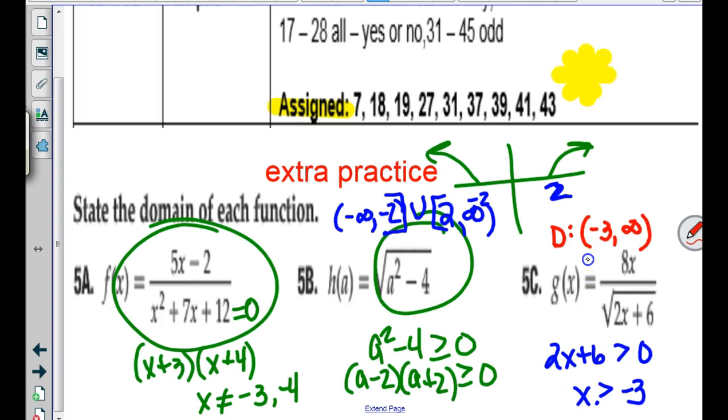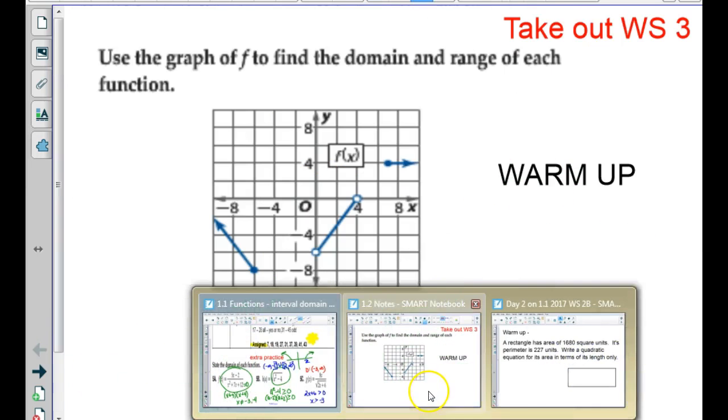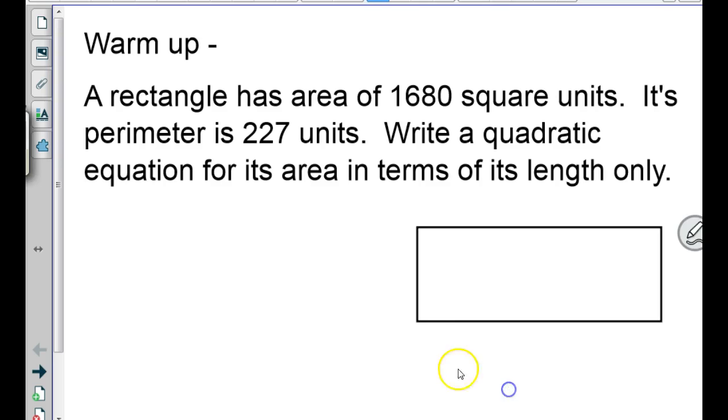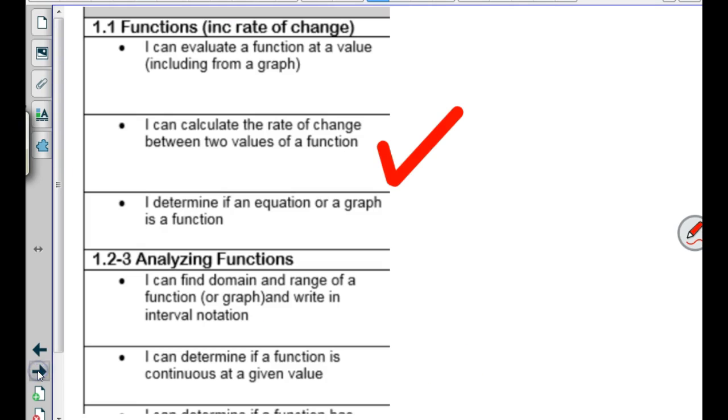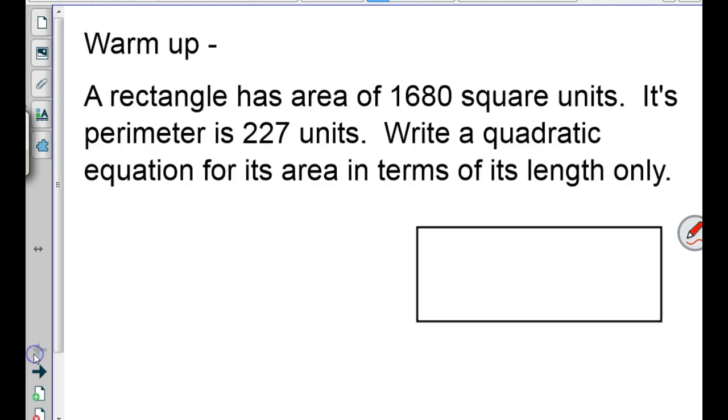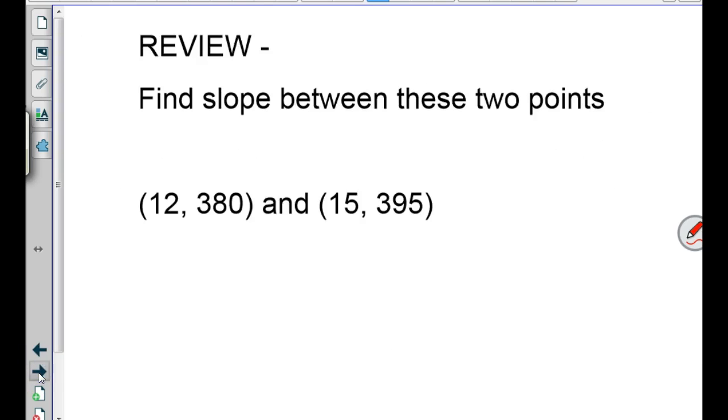Okay? So a little practice on that. Now, the second part of the lesson today is from 2B. We're going to talk real quick about average rate of change. Average rate of change is just slope, okay?